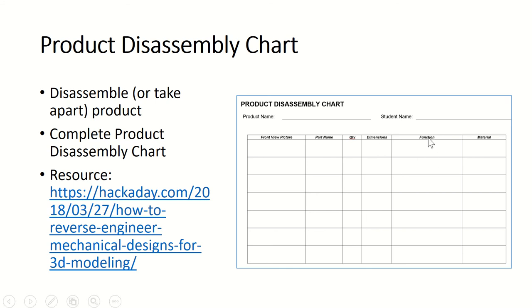The function of the part, so just have a brief sentence or 2 or 3 on how that part functions within your entire part. And then the material. You don't need to be too detailed on the material. I want to know like aluminum, plastic, so you can be simple when it comes to material.